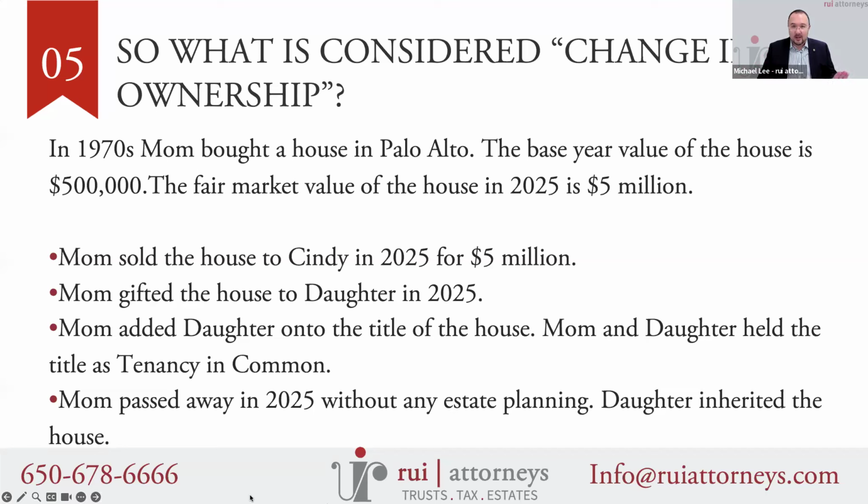The next scenario, which we see more and more often, I would put it that way, is mom, during her lifetime, just adds the daughter's name onto the title of the house. And now mom and daughter hold the title together. Is that considered a change in ownership? And this one again, yes, this is also a change in ownership. So I might have triggered a change as to 50% of the property.